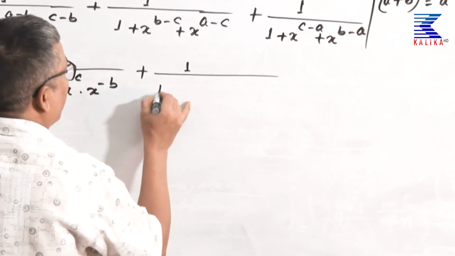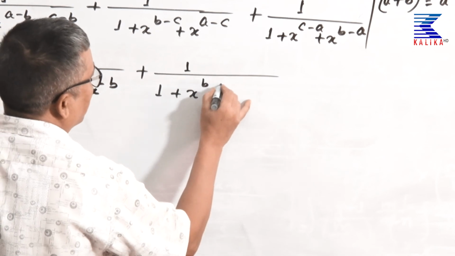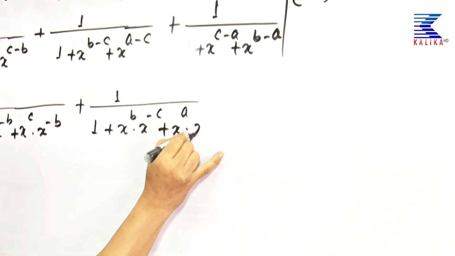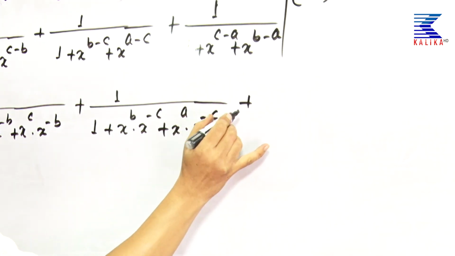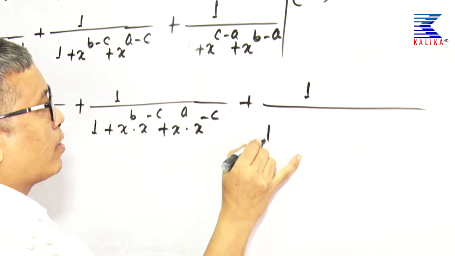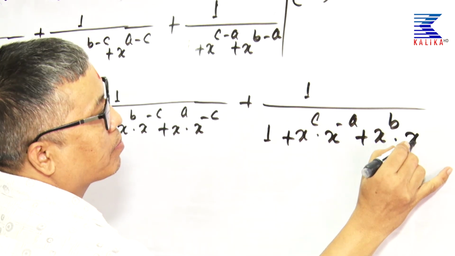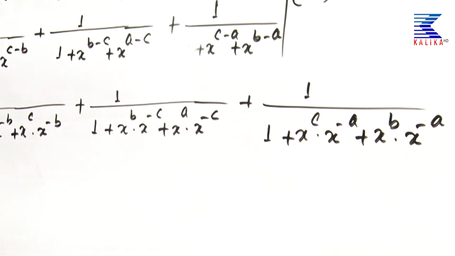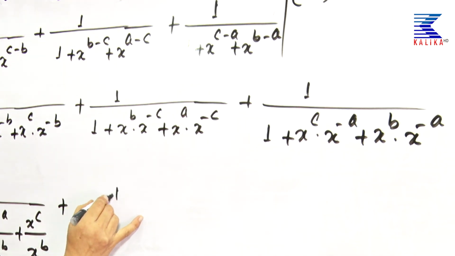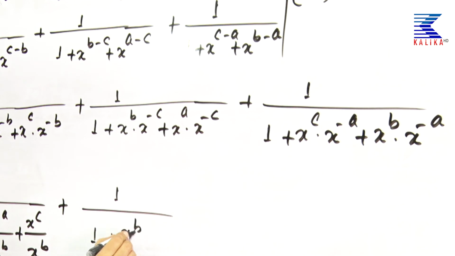One upon 1 plus x to the power b into x to the power minus c plus x to the power a into x to the power minus c, plus 1 upon 1 plus x to the power c into x to the power minus a plus x to the power b into x to the power minus a. 1 upon 1 plus x to the power a upon x to the power b plus x to the power c upon x to the power b, plus 1 upon 1 plus x to the power b upon x to the power c and x to the power a upon x to the power c.